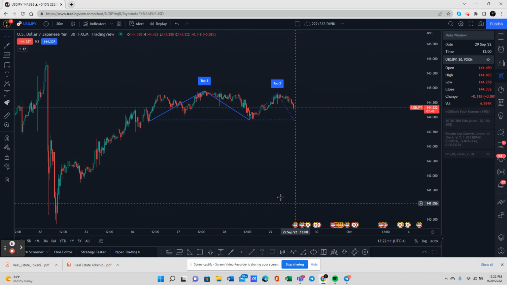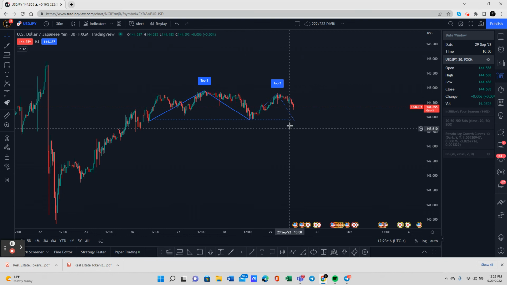Okay. Now, all right. So what we want to do now, we already know how to trade double tops. There's two ways you can do this, though. If you want to keep it conservative, we can take it back down to this neckline area, and we can get out of the trade.